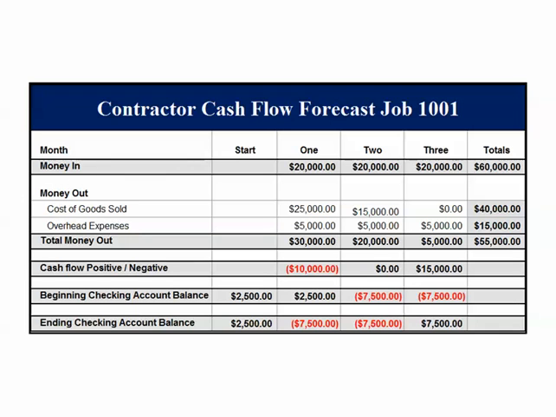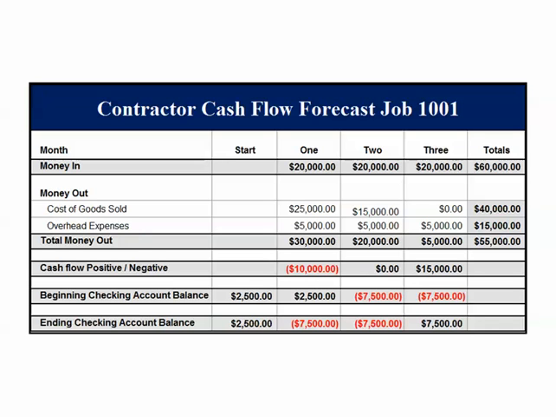This shows us the cash flow across the entire spectrum. So I'm saying in this case, the beginning checking account balance for the job started was $2,500. In month one, you were $10,000 negative. So now your checking account is $7,500 negative. Month two in this job, you're still $7,500 negative. You didn't make any cash, you didn't lose any cash on this job. Month three, you actually brought in $15,000 positive cash flow. It means that your ending checking account balance is now $7,500.